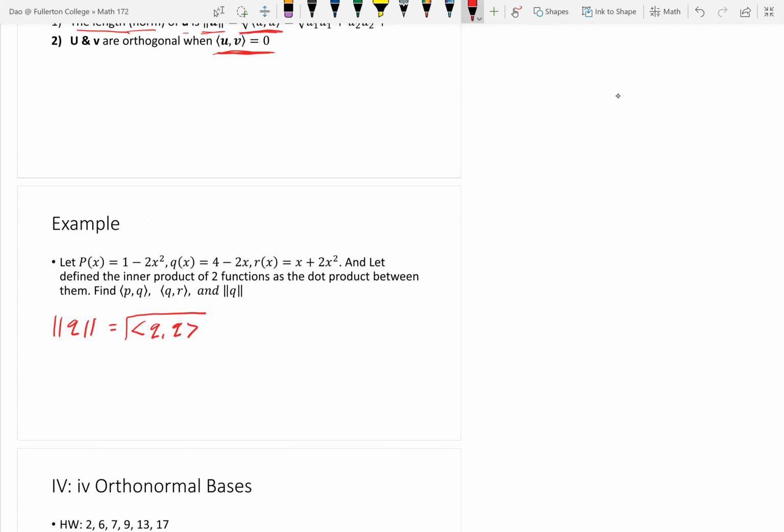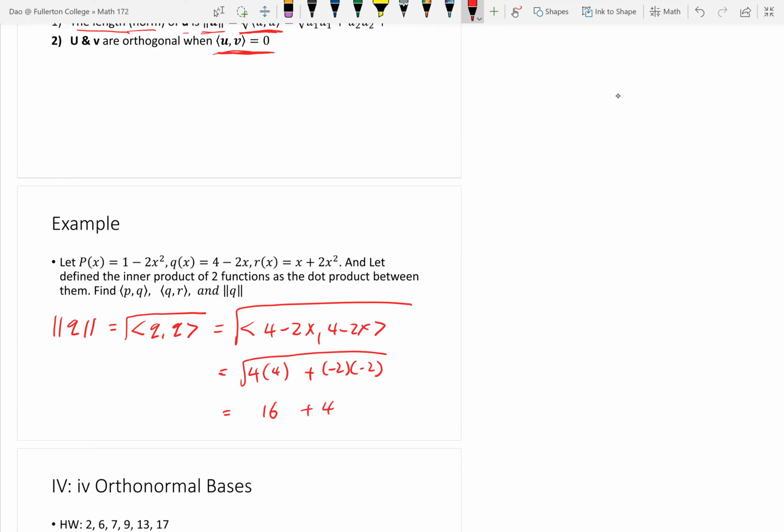So this equals the inner product between 4 minus 2x and 4 minus 2x. This gives us 4 times 4 plus minus 2 times minus 2. So we get 16 plus 4, which gives us radical 20. That's the magnitude of Q, or you can write 2 radical 5. It's the same thing. Very straightforward.